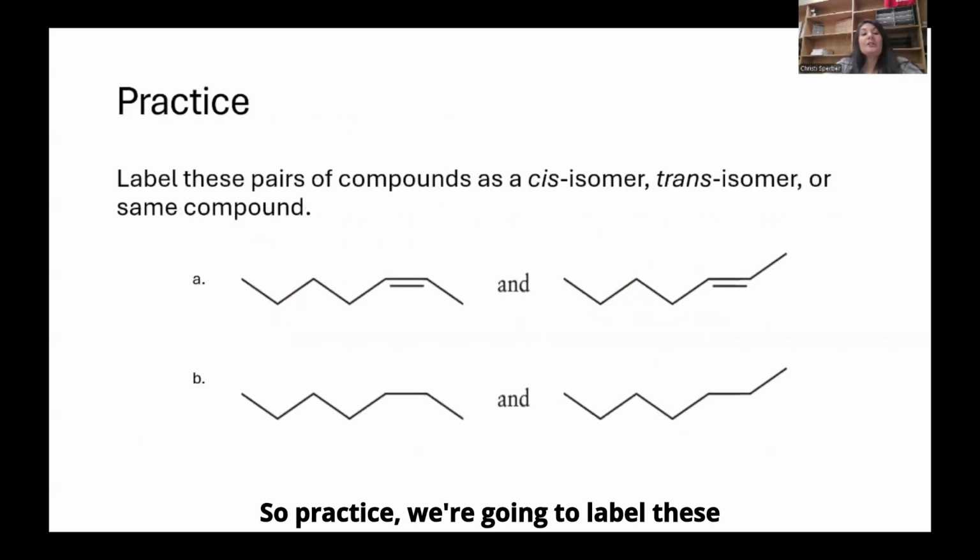So for practice, we're going to label these pairs of compounds as cis isomers, trans isomers, or the same compound. Take a look at these, pause the video, and then when you're ready, come back. Okay, so the first thing we're going to do is, in order for you to have a cis or trans isomer, you need a double bond. These first two have a double bond. So we're going to look at the double bond only, and we're going to write our hydrogens in.